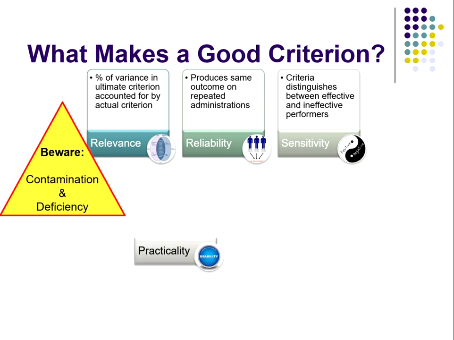Practicality, another way of calling that, is usability. The criterion can and will be used by decision makers. Sometimes we develop a criterion that would be awesome if people were willing to waste the time it would take to administer it. We need to be practical in developing our criteria, so that people who are going to be doing the evaluations, or making decisions, actually can implement the tool, that it makes sense for them. It fits into their time schedule, it fits into their skill set, things like that.